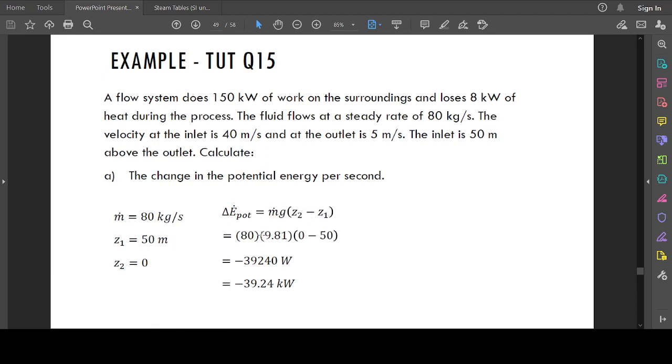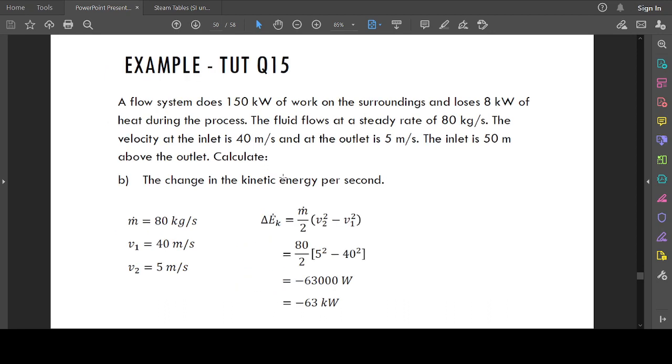Okay, and the values are known from here. So we plug them in. This one we should know. The acceleration due to gravity is a constant that everyone should know by this time. So we plug it in, we calculate for the potential energy, which gives us 9.24 kilowatt.